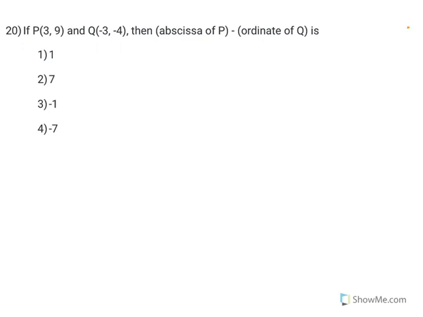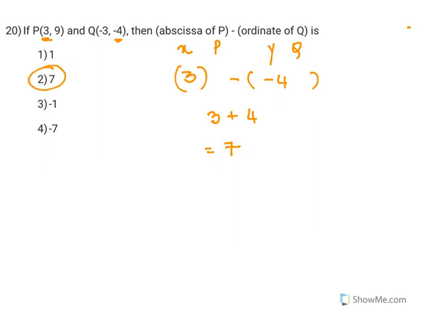P is (3, 9), Q is (minus 3, minus 4). Then abscissa of P minus ordinate of Q. Now remember, abscissa is the x coordinate of P, ordinate of Q is the y coordinate of Q. So what is the x coordinate of P? It is 3, minus the y coordinate of Q, which is minus 4. So this is 3 plus 4, which is equal to 7. So this is your right option.